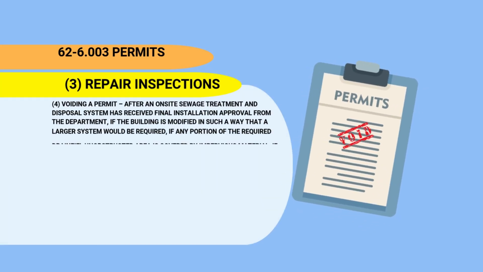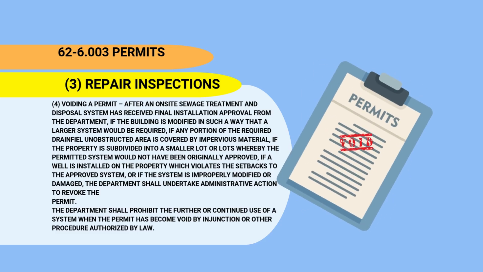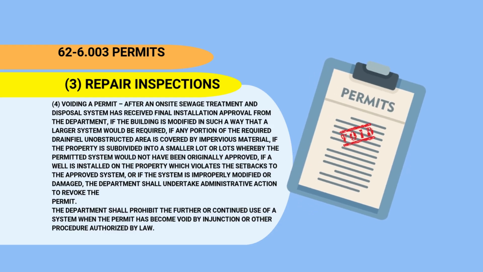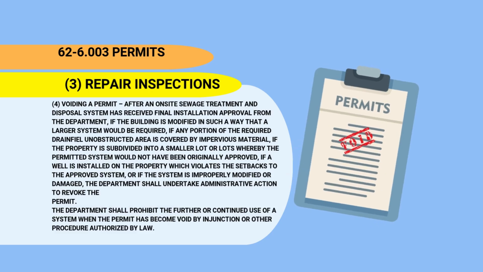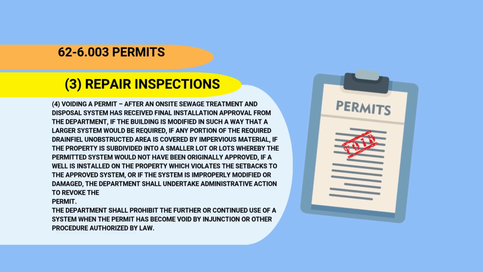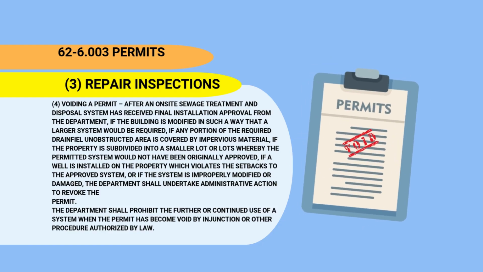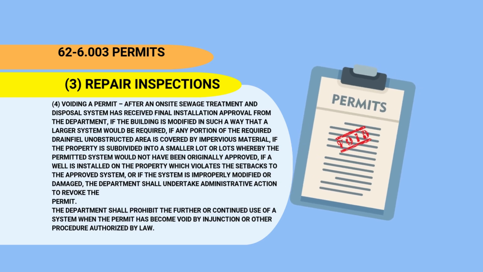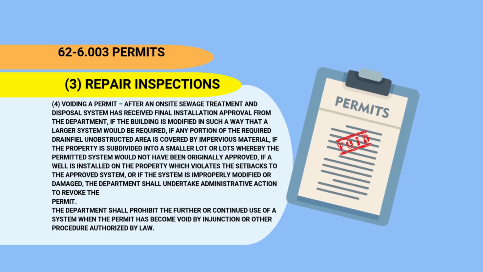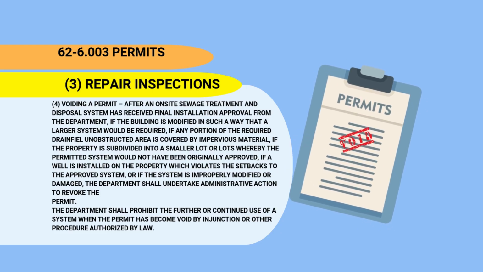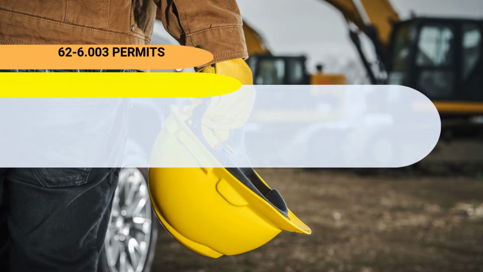4. Voiding a permit. After an on-site sewage treatment and disposal system has received final installation approval from the department, if the building is modified in such a way that a larger system would be required, if any portion of the required drainfield unobstructed area is covered by impervious material, if the property is subdivided into a smaller lot or lots whereby the permitted system would not have been originally approved, if a well is installed on the property which violates the setbacks to the approved system, or if the system is improperly modified or damaged, the department shall undertake administrative action to revoke the permit. The department shall prohibit the further or continued use of a system when the permit has become void by injunction or other procedure authorized by law.